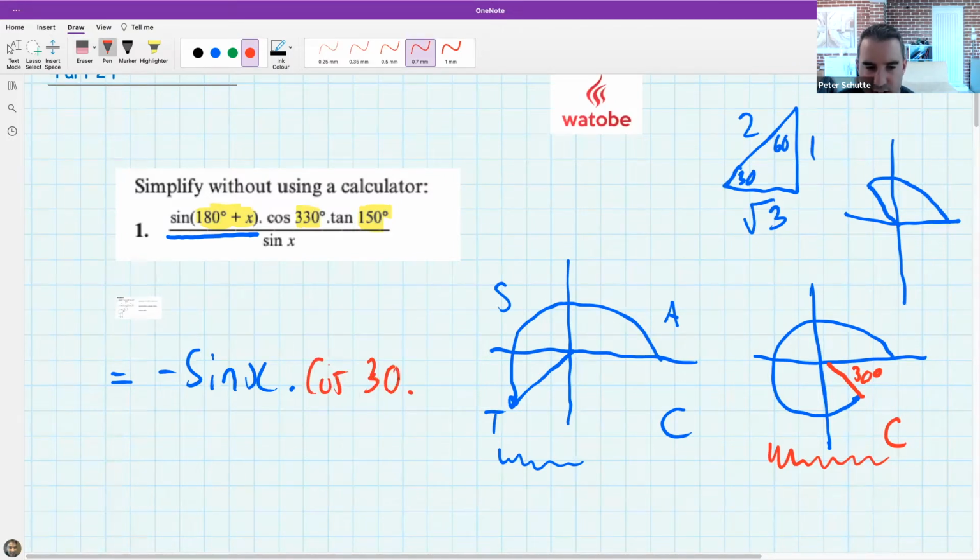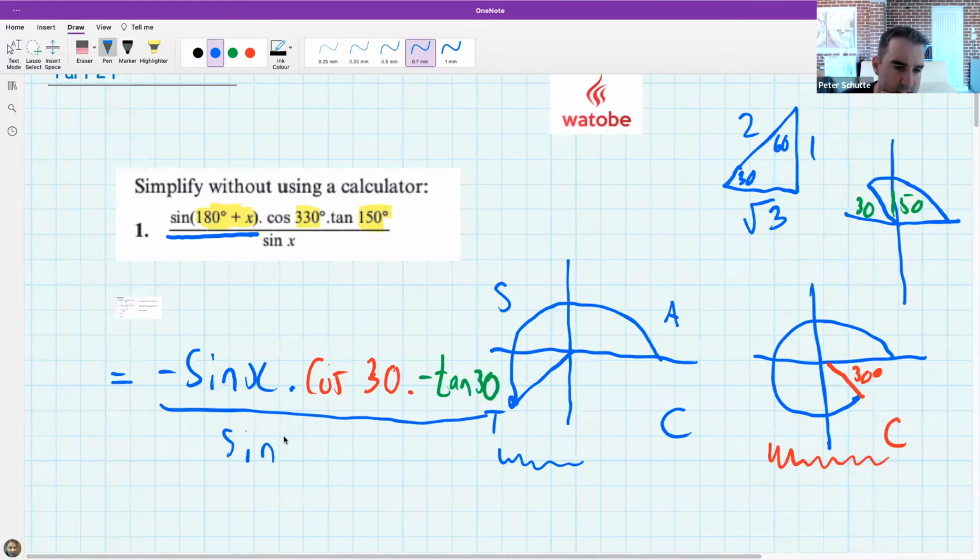And then the tan of 150 is going to be the one up here. So if that's 150, this must be 30. But in this quadrant, tan is negative. So it's negative tan 30. And then it's over the sine of x.